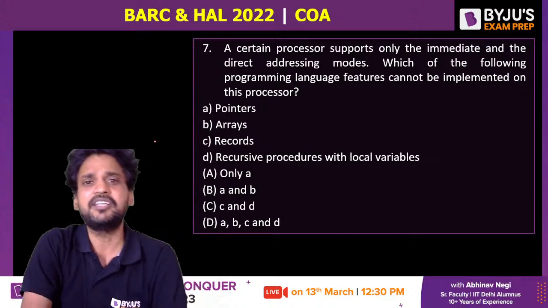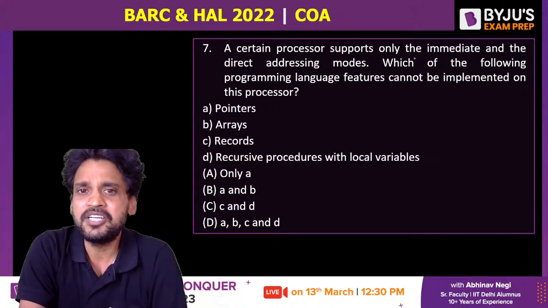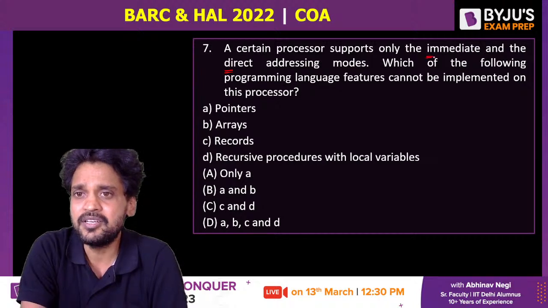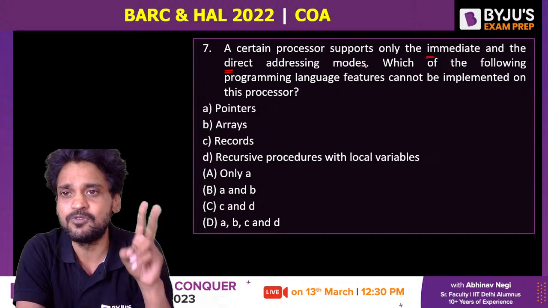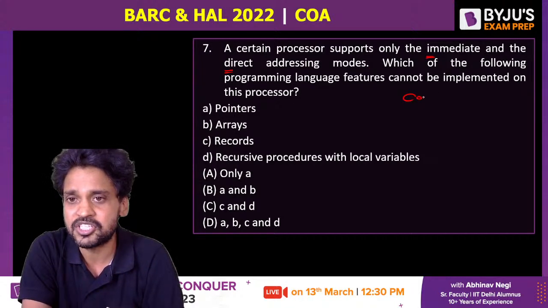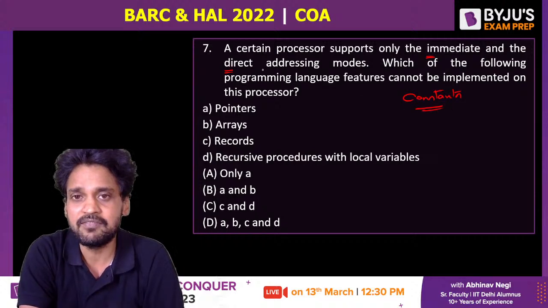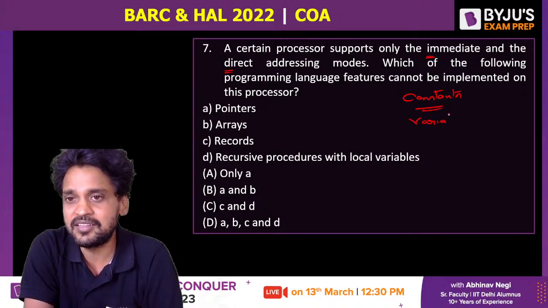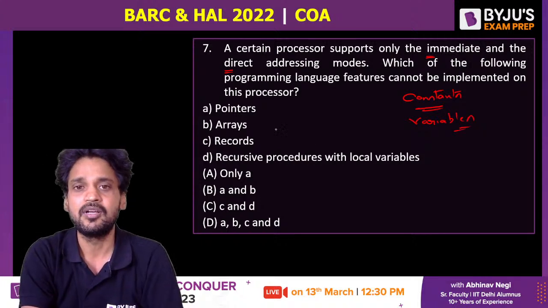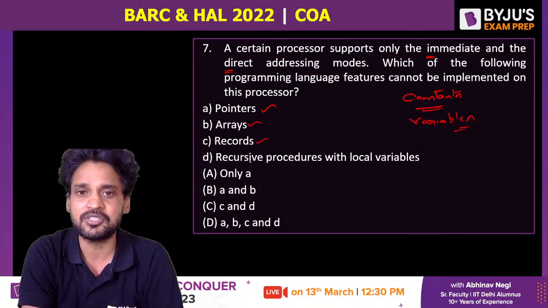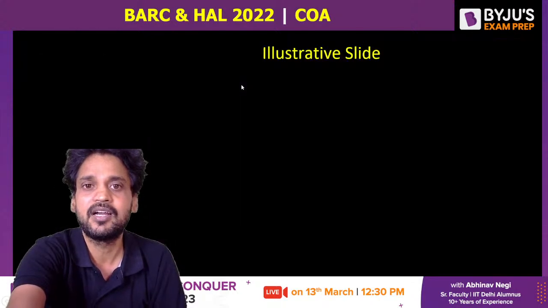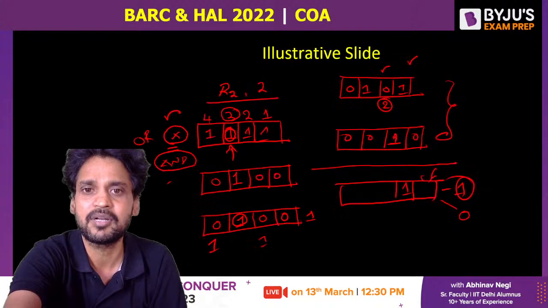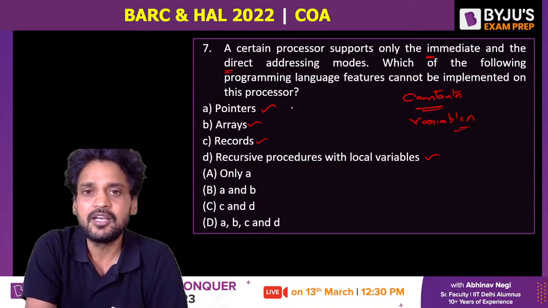After D, see, listen. The processor supports immediate and direct addressing. Let us say this processor can support only two features of the program. That is immediate, meaning constants. The programming language can implement constants. The programming language can implement variables. Other than this, nothing is possible. Nothing is possible at all. Pointers are not possible, arrays are not possible, records are not possible, recursive procedures with local variables are not possible. For pointers, I require indirect addressing mode.